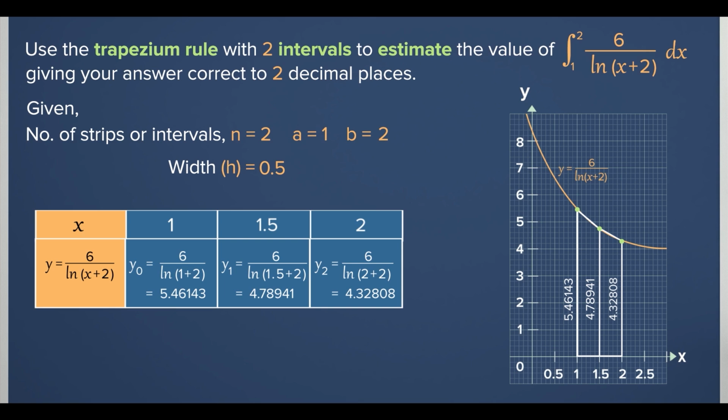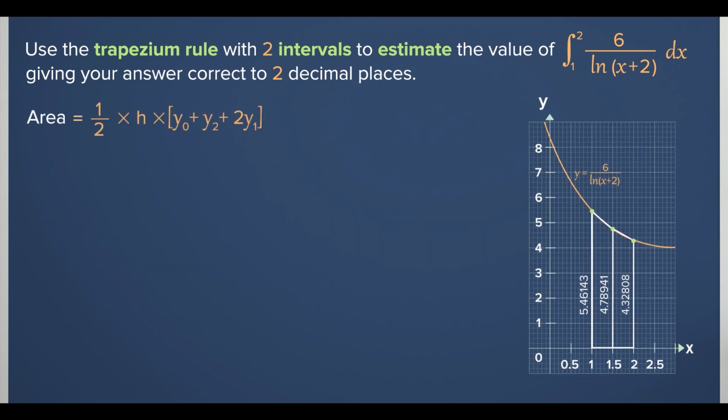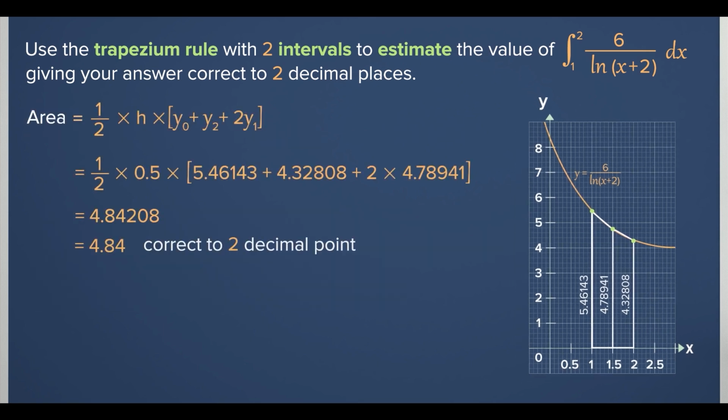Now, as per the trapezium rule, the area is estimated via this calculation. As a result, 4.84 is the estimated value of the given integral.